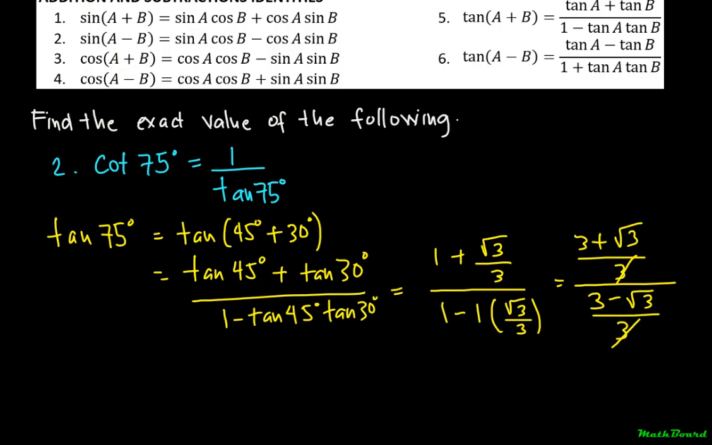Therefore, we have 3 plus square root of 3 divided by 3 minus square root of 3. So this is the value of tangent 75 degrees.